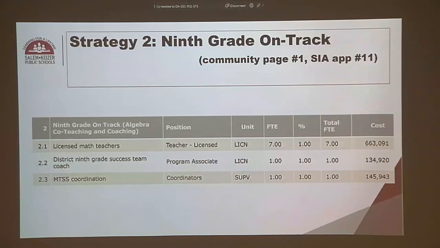In addition, there is a full-time 9th grade success team coach. That is not referenced on the prior page. I apologize for that. This is not an administrator, but a coach who actually would be present on site with MTSS teams as they're working through strategies, and again, can provide coaching specifically to the teachers participating in those teams. And then you'll also see the 1.0 FTE supervisory present for the MTSS coordinator.